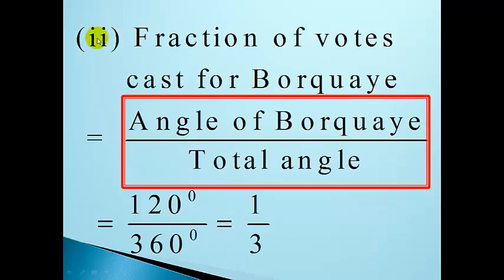Or alternatively, the fraction of votes cast for Bokwe is also equal to the angle of Bokwe divided by the total angle. Now the angle of sector for Bokwe is 120 degrees, and the angle of the circle, that's the total angle, is equal to 360 degrees. So if you want to find the fraction of votes that was cast for Bokwe, we can divide the angle of Bokwe by the total angle, that is 120 degrees divided by 360 degrees, and this is also equal to 1/3. So you have the same answer. This is the alternative approach.